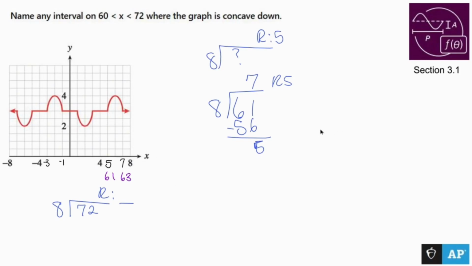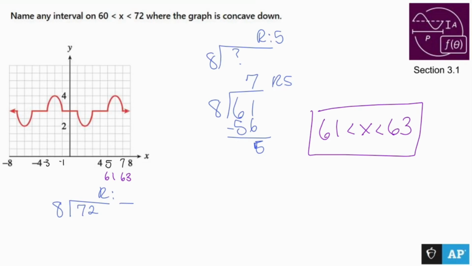So we could choose the interval 61 is less than x is less than 63, which is going to give me something that is concave down. Very strange problem. I wonder who invented it. It was me.